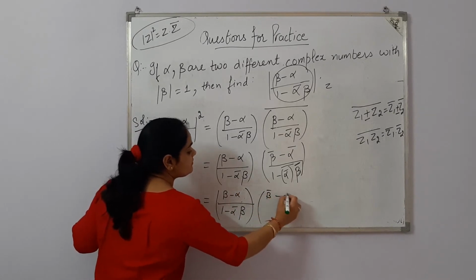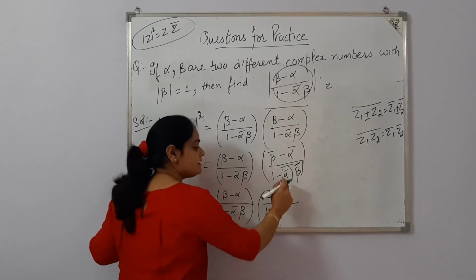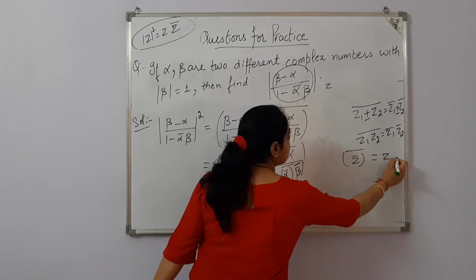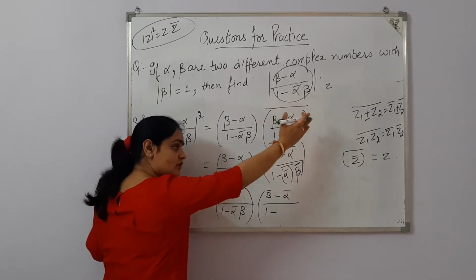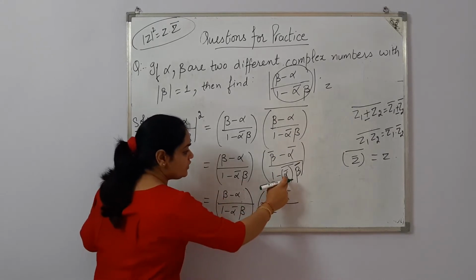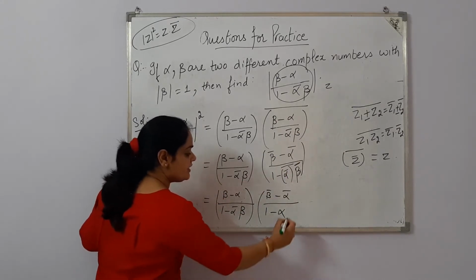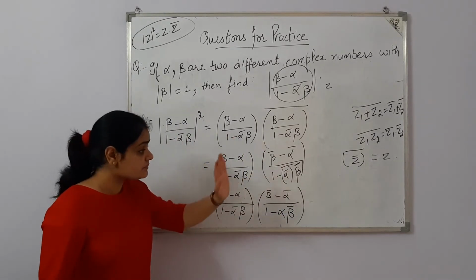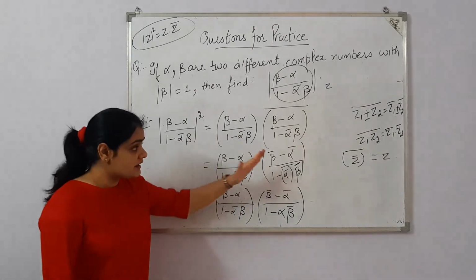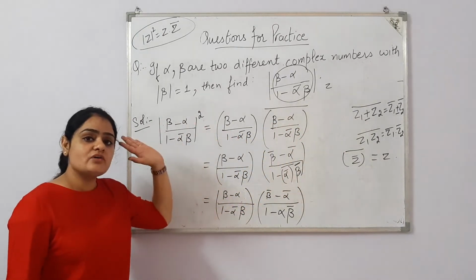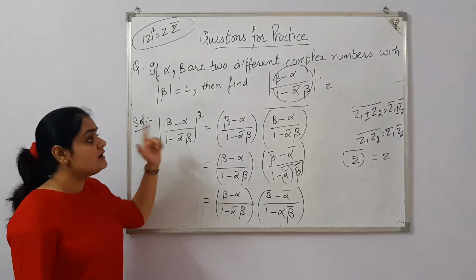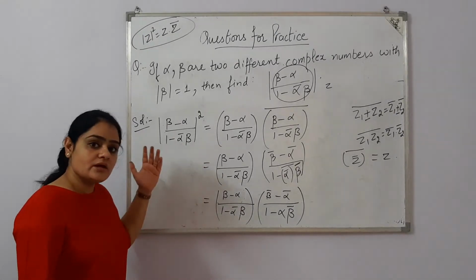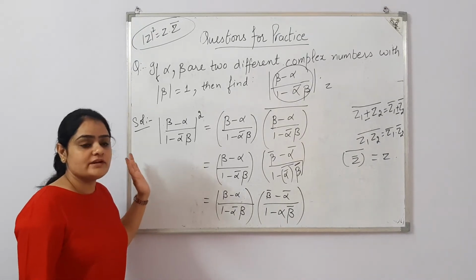Beta conjugate minus alpha conjugate upon 1 minus alpha conjugate's conjugate. We know Z's conjugate is Z. So these all are the properties of conjugate. So alpha's conjugate's conjugate is alpha, and we get alpha beta conjugate. If you are not understanding these properties, then first of all kindly watch the previous videos in which I have explained conjugate of a complex number and modulus of a complex number. Only then will these questions be understandable for you. So please watch those videos first.